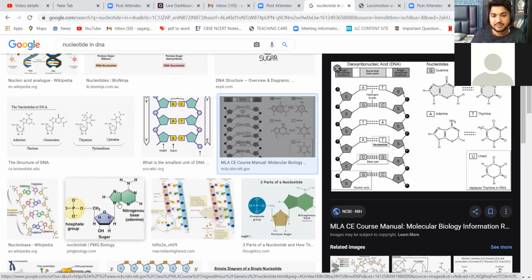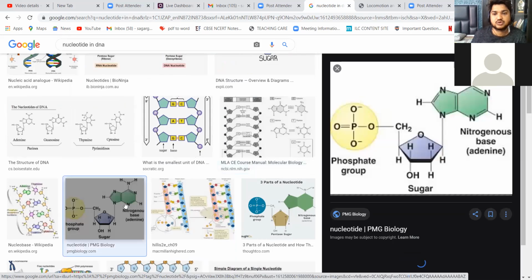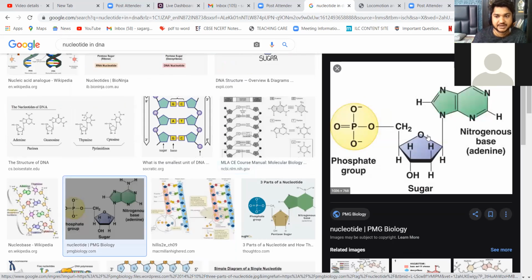Before I proceed further, I want to show you the complete structure of a nucleotide. The nitrogenous base can be of any type, purine or pyrimidine. So it is adenine here; you can make guanine, cytosine, anything you want. This is the sugar; it remains fixed, it is deoxyribose actually.